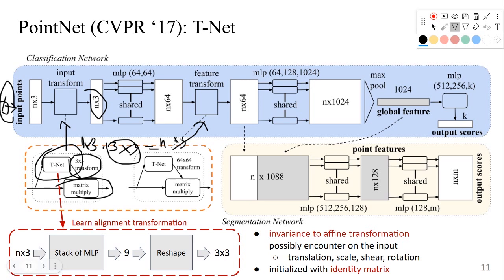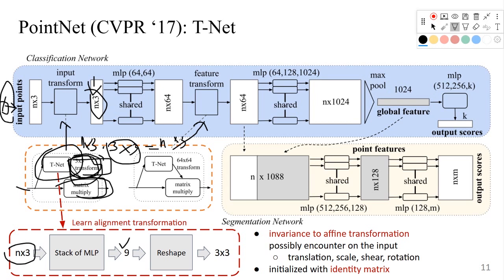To estimate this, we use the point cloud, which is n by 3, where 3 is just the xyz coordinates, and we apply a stack of MLPs. Because we want to estimate a 3 by 3 transformation matrix, we need 9 parameters, and we can just reshape into 3 by 3. And that's it. We follow by matrix multiplication of the input and the transformation matrix, which results in another data representation that is transformed from this input.